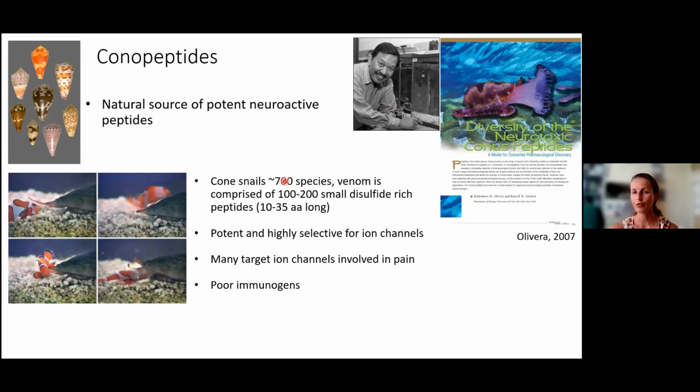There are 700 species of those cone snails, and the venom comprises hundreds of small peptides that are involved in research for various reasons. Many of them are very potent and highly selective for specific ion channels, and that's why they are very interesting for pain research. They're also poor immunogens, so they do not elicit much of an immune response.